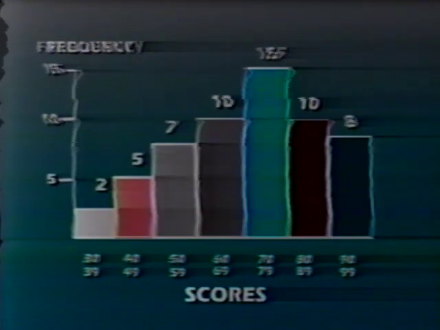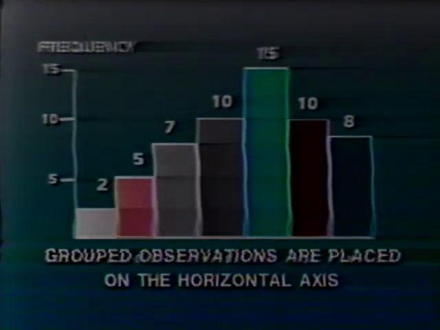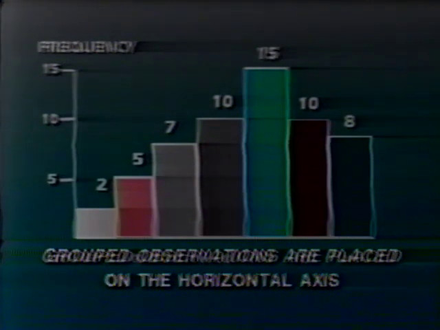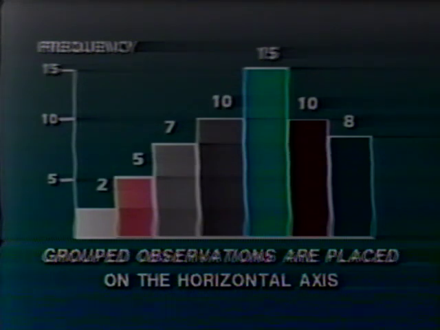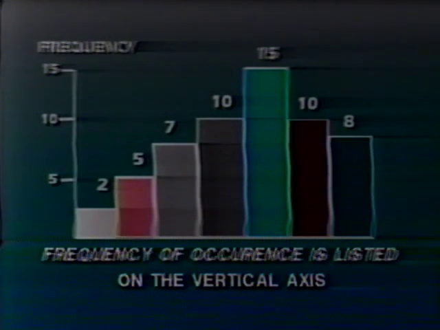There are several characterizations of this histogram which stand out that I want to point out to you. To begin with, first of all, notice that the grouped observations are placed on the horizontal axis and they're evenly spaced. In this case, the grouped observations refer to the score ranges of the students on the exam. Then the second thing to notice is that the frequency of occurrence is listed on the vertical axis.